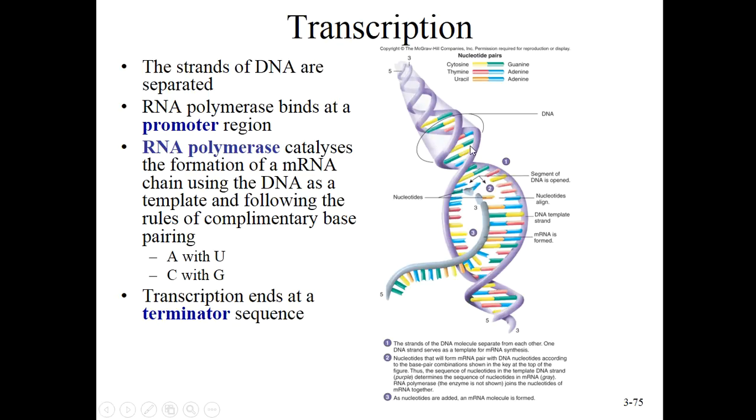This transcription starts at the promoter region, and the enzyme that makes the messenger RNA molecule is called RNA polymerase. "-ase" means it's an enzyme. A polymer is a long chain of little pieces, and it makes this molecule, RNA. Transcription stops when the polymerase encounters the terminator sequence.